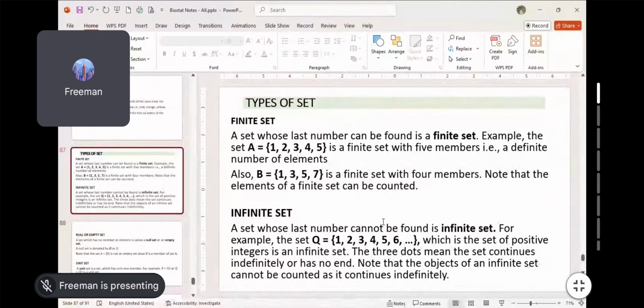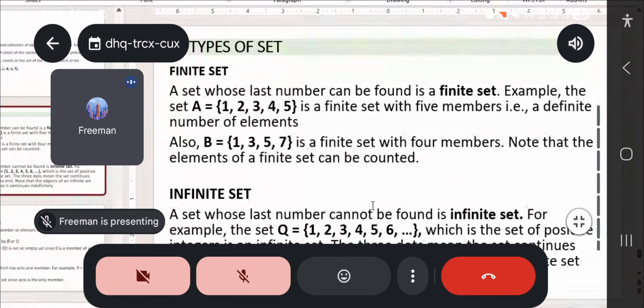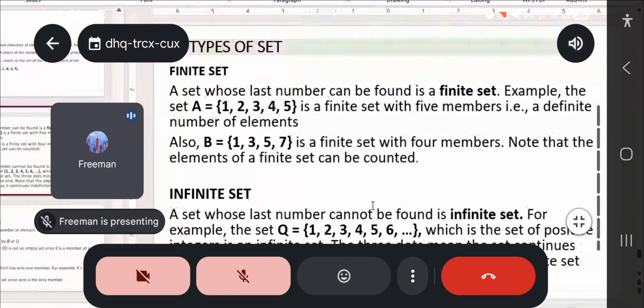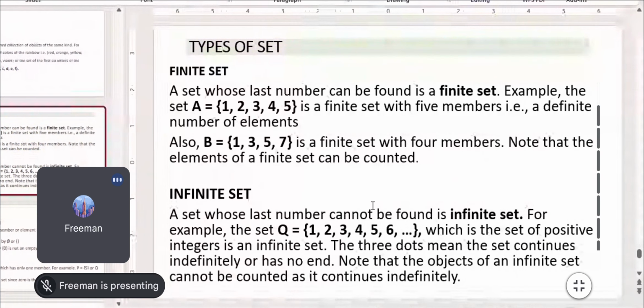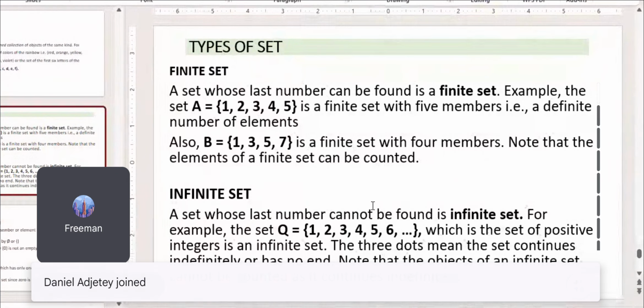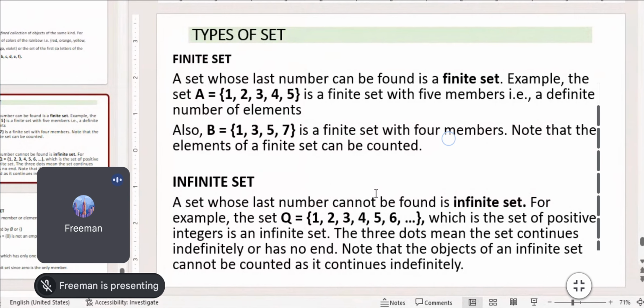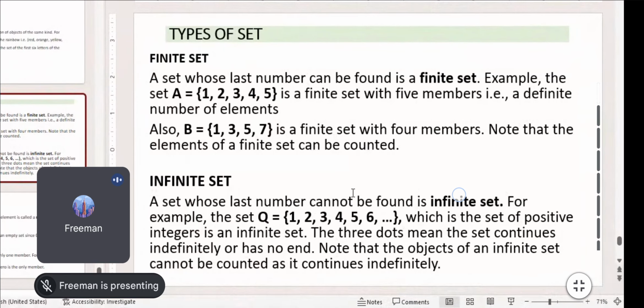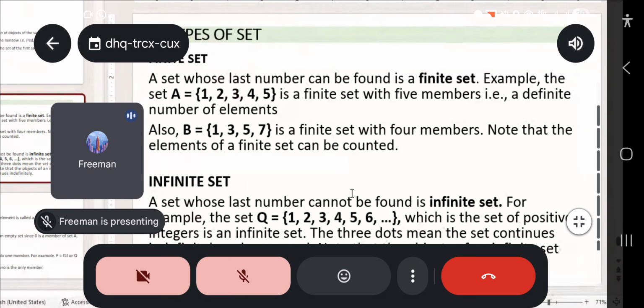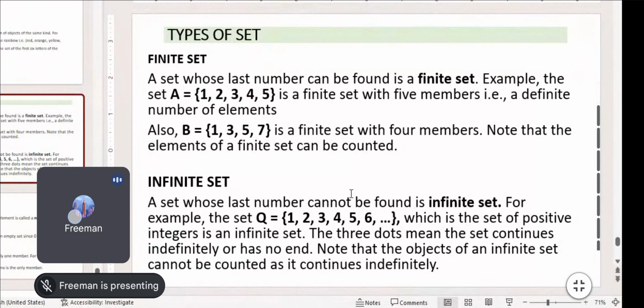What's next? We have types of sets. Then we have finite sets and we have infinite sets. When we say finite sets, like the word finite, it means there is an end. You can determine every member. You can easily count. So a finite set is a set whose elements can be found. All the elements of the set can be found and counted.